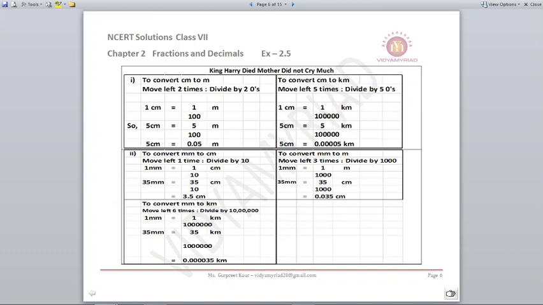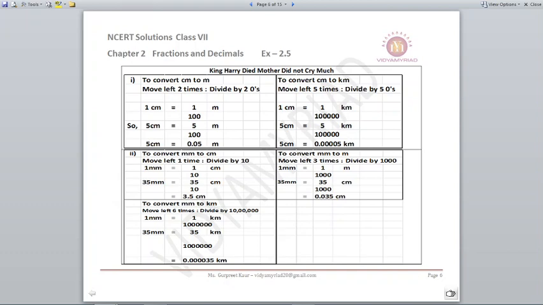Next, I need to convert centimeters to kilometers. See, centimeter is your cry, kilometer is your king. How many jumps do you have to make towards your left? 5 jumps, or 5 times you have to move. That means you will divide by 5 zeros. So 1 centimeter will be equal to 1 upon 1 lakh. That is, 5 zeros you will put, and it will be converted into kilometers. So 5 centimeters will become 5 upon 1 lakh kilometers.